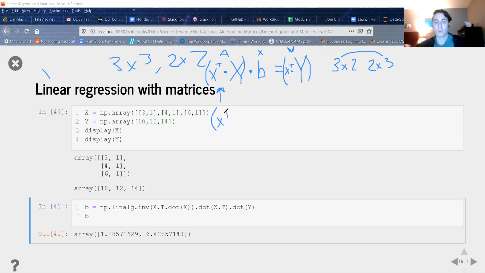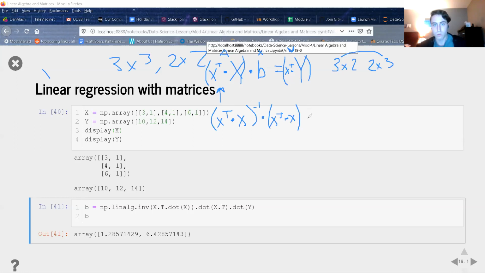So you have this term and its inverse times this term dot b, and then basically this inverse term again, and then it's just dot this term on the right.